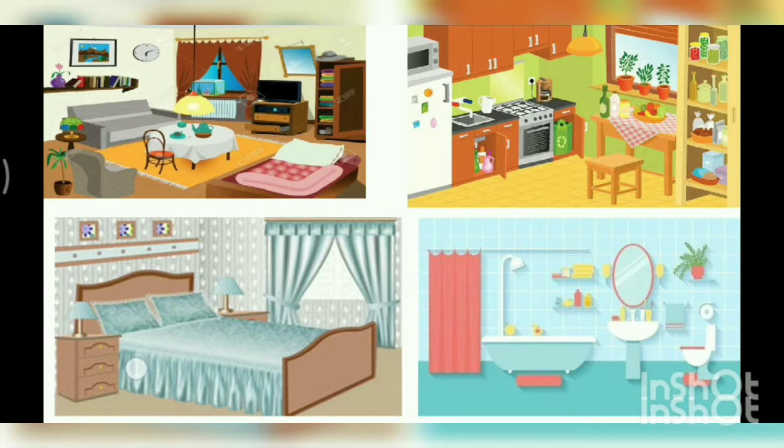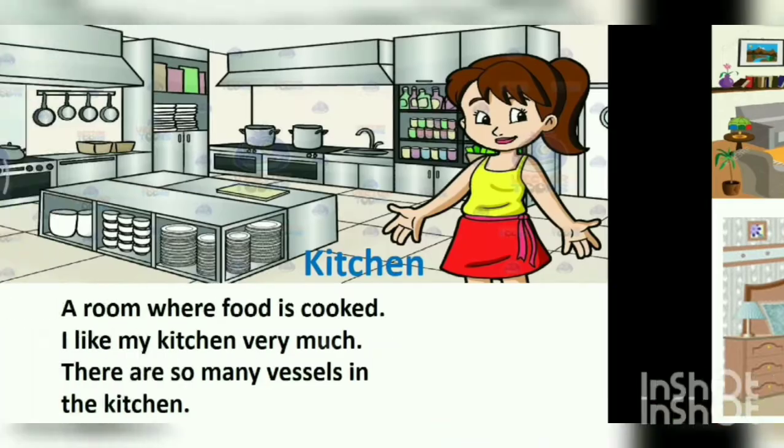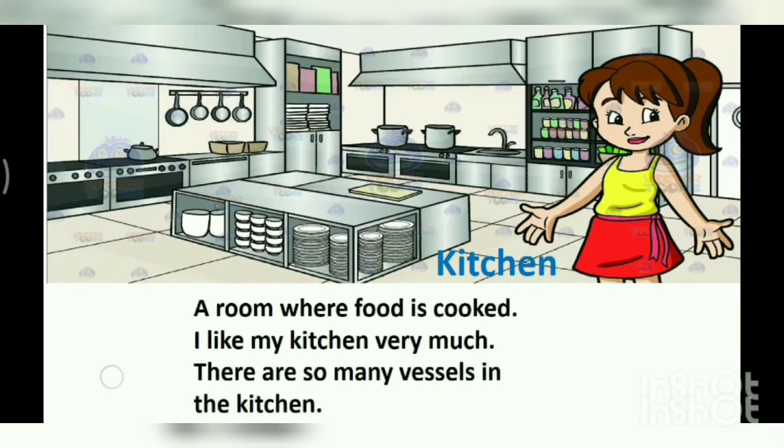A living room, as I showed you, we use a living room to welcome guests. We use a bedroom for the purpose of sleeping. We use the kitchen to cook food, to prepare food. We use the restroom to have a bath, to have a wash. So now today our lesson is about the kitchen. So we are going to look in detail about the kitchen. What is a kitchen? A kitchen is a room where food is cooked.